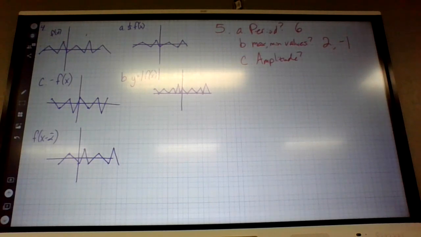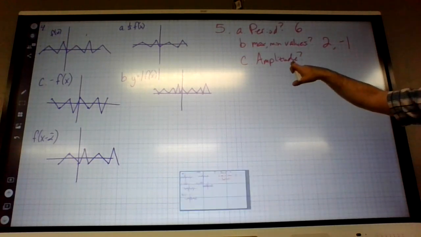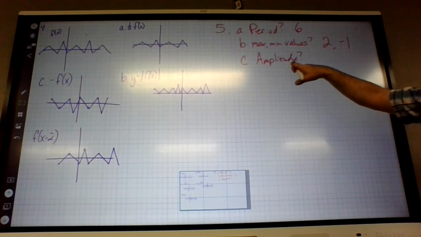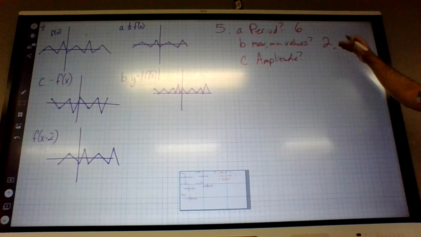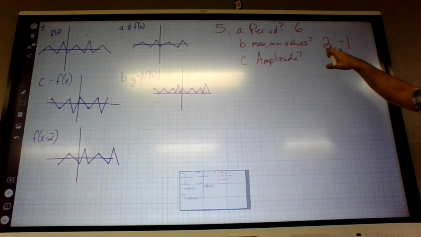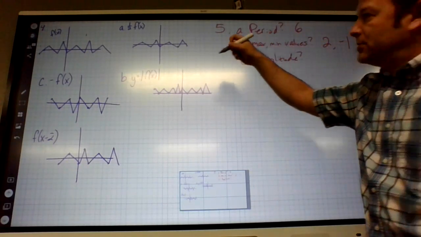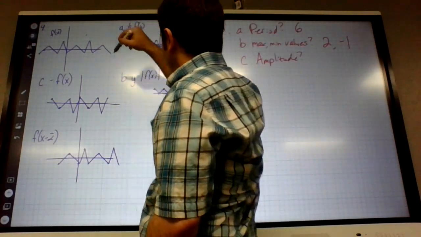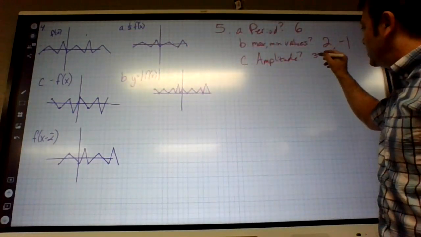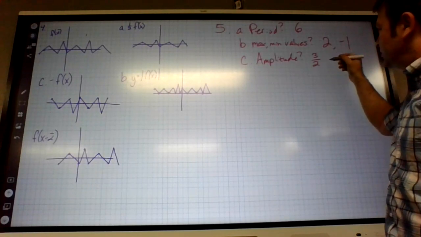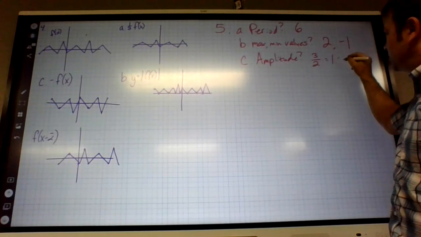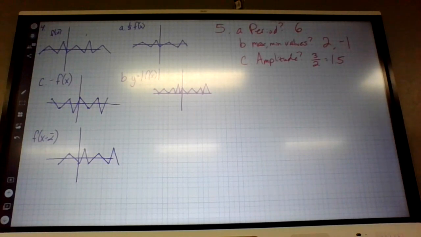The reason they asked that, it's gonna help us set up the amplitude. The amplitude is like half of the height of the graph. So if the graph goes from -1 to 2, how tall is that from -1 to 2? It's 3 tall. To find the amplitude, you just divide that by 2. So it's 3 over 2, or 1.5. You divide by 2.